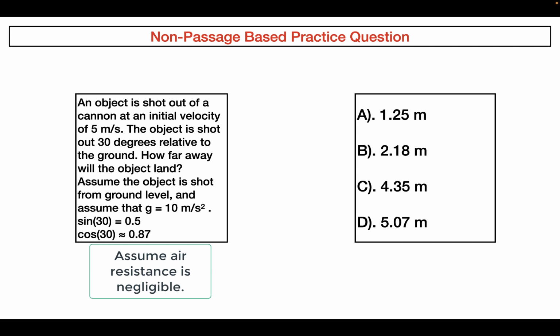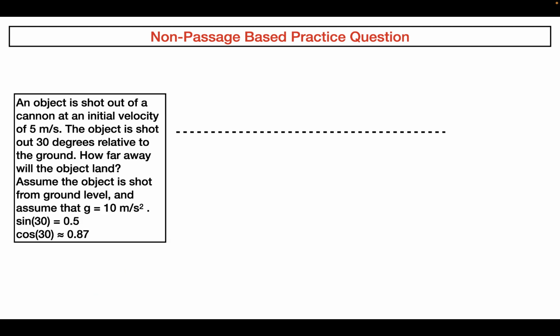So take a moment, pause the video, and try to find out what the answer is for yourself. So hopefully you took some time. The correct answer to this question is going to be choice B, 2.18 meters. So let's see why. Once again, let's start off by drawing our diagram. It's the same diagram that we've been using this whole time.